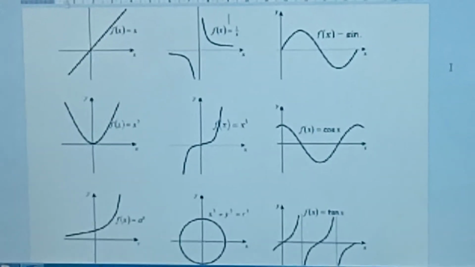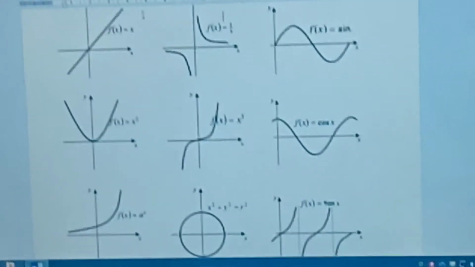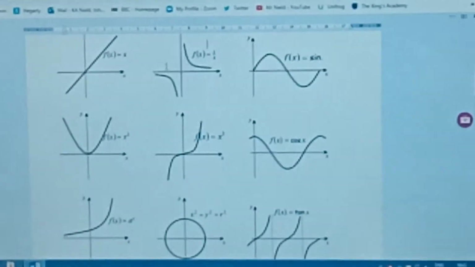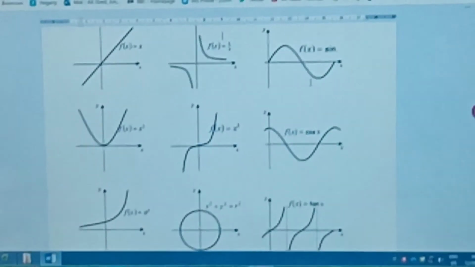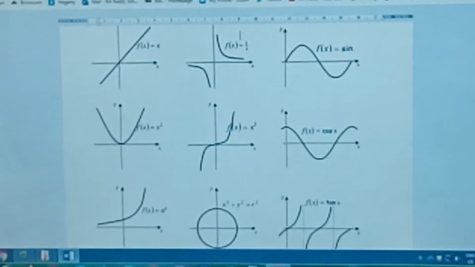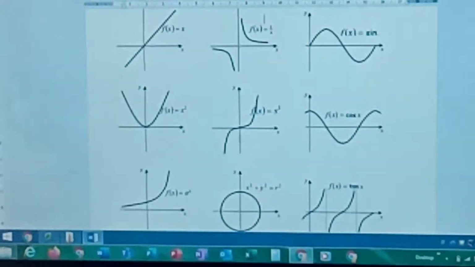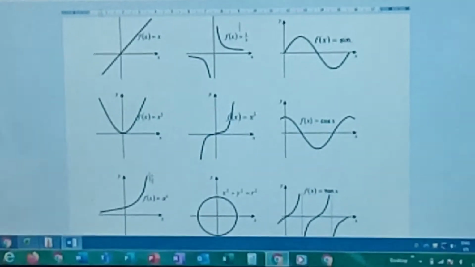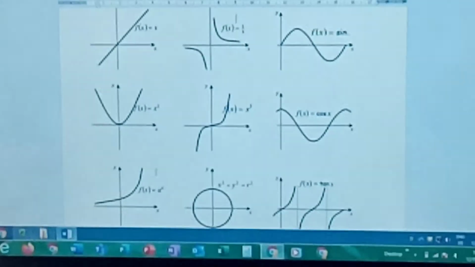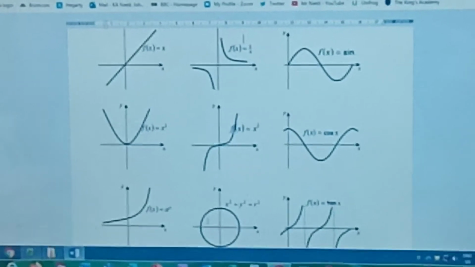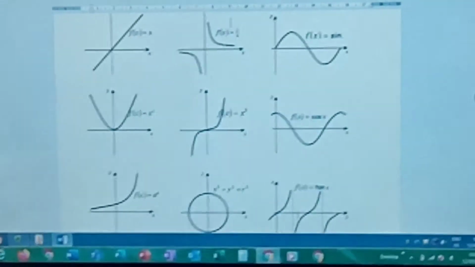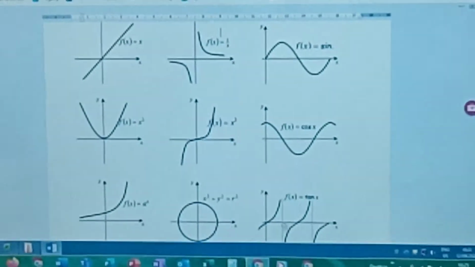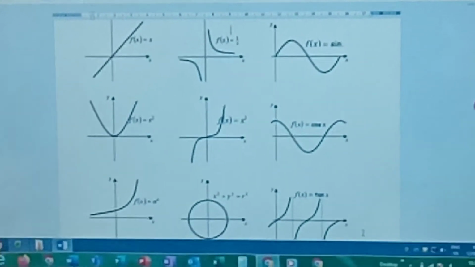We've got to consider our 9 basic functions. Let's have a look at most of these now. We've got the straight line, f of x equals x. Your reciprocal function, f of x equals 1 over x. Your sine curve, that's only part of a sine curve. Your y equals x squared, f of x equals x squared. Your basic cubic, your cos curve, which is the sine curve just shifted. Your exponential curve, which is probably newish at this stage. The equation of a circle, based on Pythagoras' theorem, x squared plus y squared equals r squared. And the last of the trig ones, your tan curve, which has got asymptotes at 90 and 270 and so on. Right, let's have a look at some examples then.